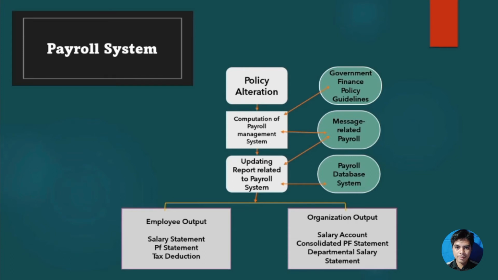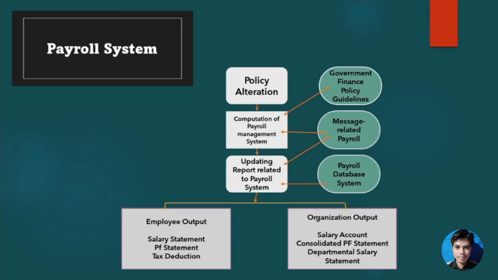The payroll system includes the policy alteration, which boils down to the computation of payroll management system, updating report related to payroll system, and the employee's output and the organization output. Computation of payroll management system includes the government finance policy guidelines and the message related payroll. And updating related report to payroll system, it includes the payroll database system and the message related to payroll, which boils down to employee output and the organization output.